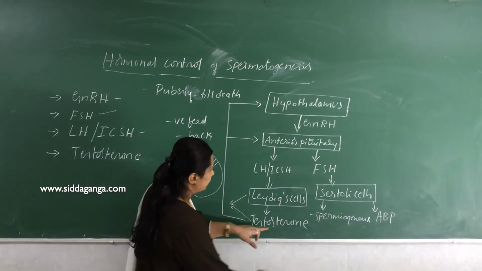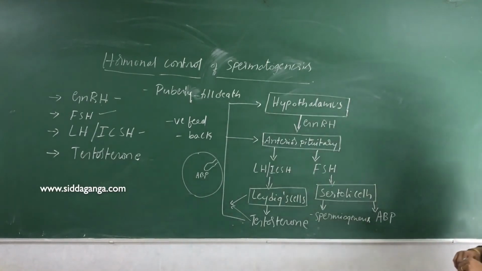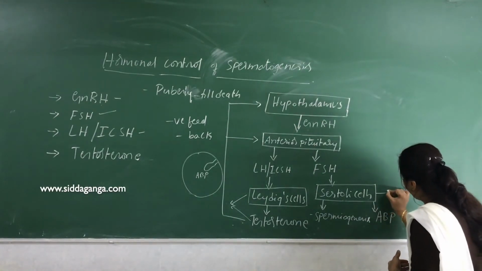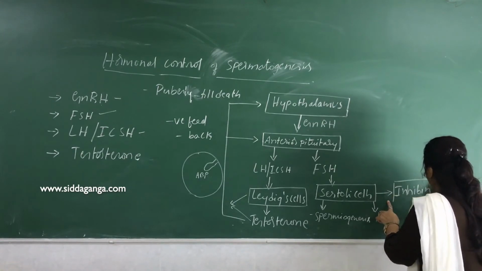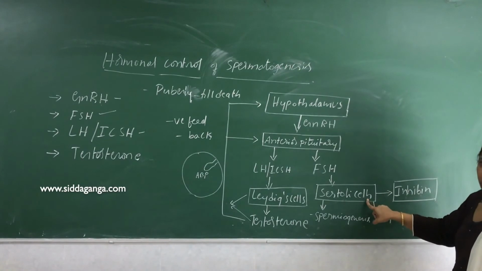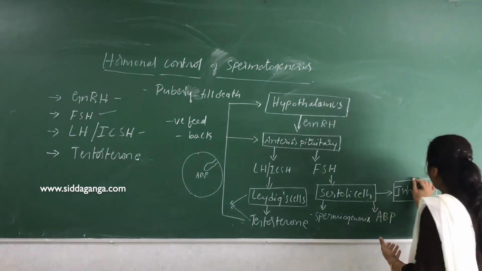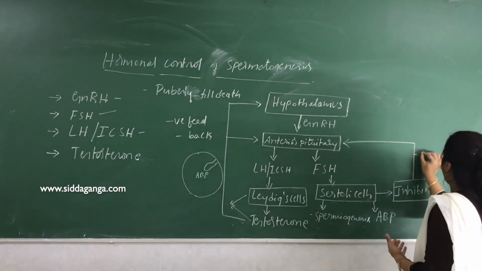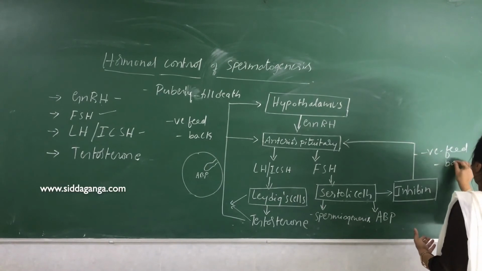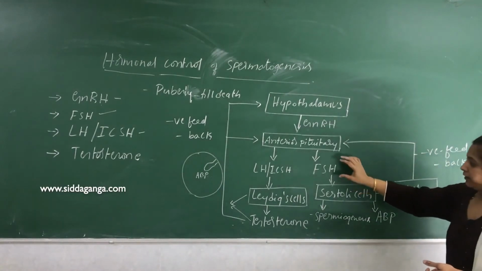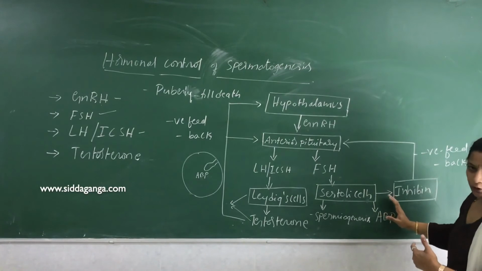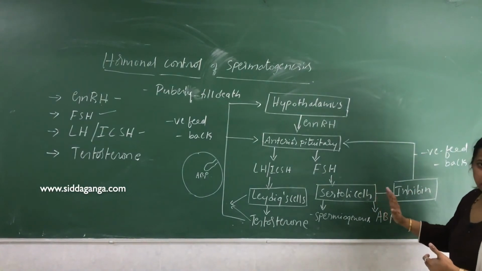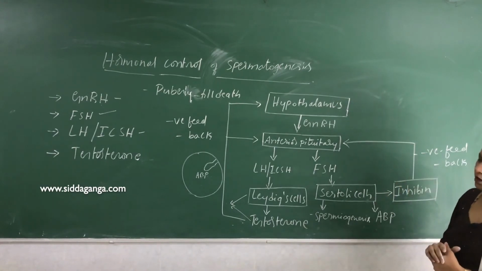Then excessive spermatogenesis causes the release of a hormone called inhibin from the Sertoli cells. So the inhibin hormone is released by the Sertoli cells in response to excessive spermatogenesis. This inhibin has a negative feedback to the anterior pituitary, so the synthesis and secretion of FSH hormone gets reduced. Once the FSH hormone gets reduced, the spermatogenesis process is regulated. So this is the hormonal control of spermatogenesis.